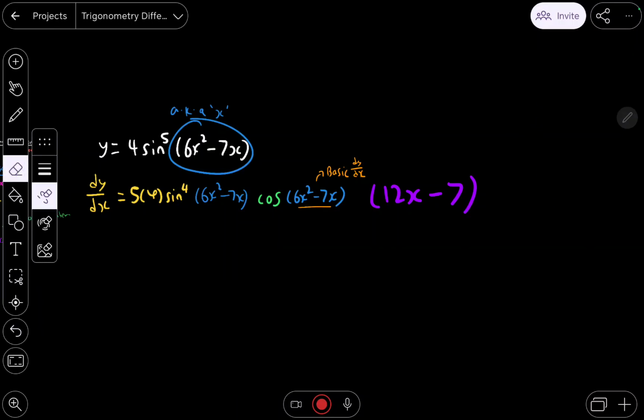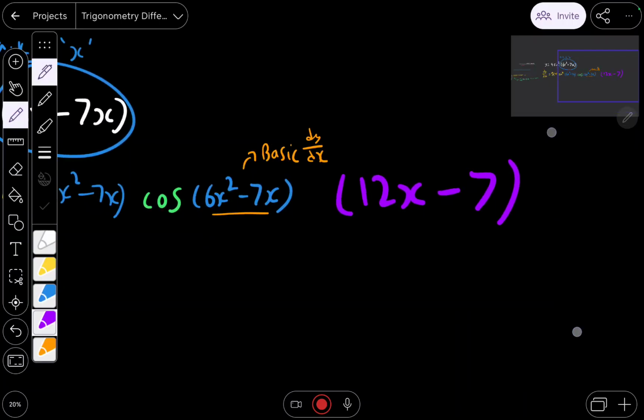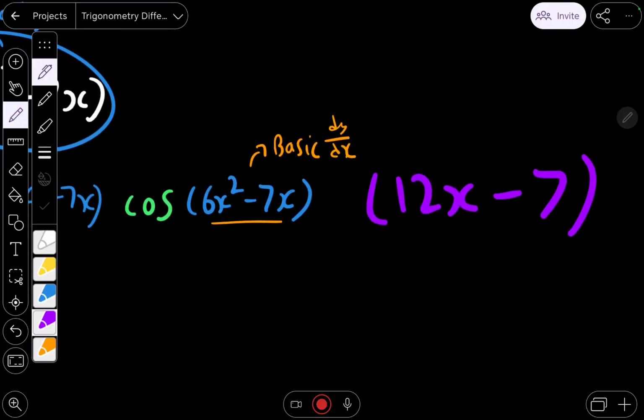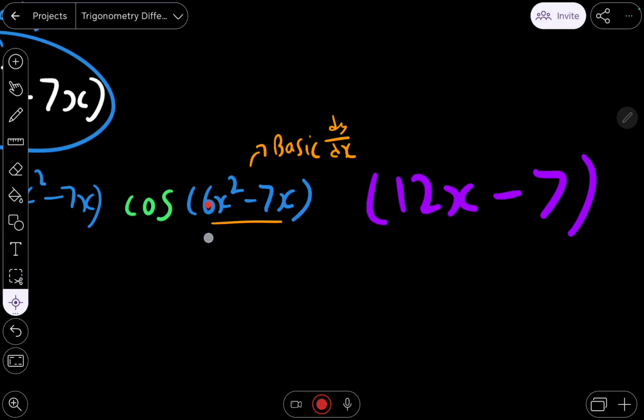And why is it 12x minus 7? Remember, power number come down, power number minus 1. So power number come down for the first term. Over here, bring down is 12, right? Because 6 times 2 is 12. And then power number minus 1, 2 minus 1, which is just 1. X to the power of 1 is just x. As you can see here, 12x.